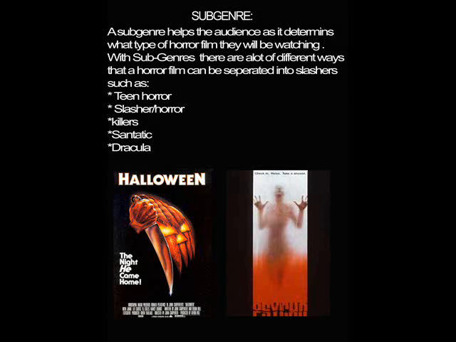A subgenre helps the audience as it determines what type of horror film they will be watching. Within subgenres, there are a lot of different ways that a horror film can be separated, such as teen horror, slasher, serial killer, supernatural, or Dracula. All these subgenres are different, but there are similarities between them. The reason why I chose the subgenre horror slasher was because at that time there weren't many of that type out, as there are plenty of others. The subgenre is defined as involving someone that is attempting to kill by stalking the main characters, and also killing sequences, the use of cutting tools, and a lot of violent scenes.